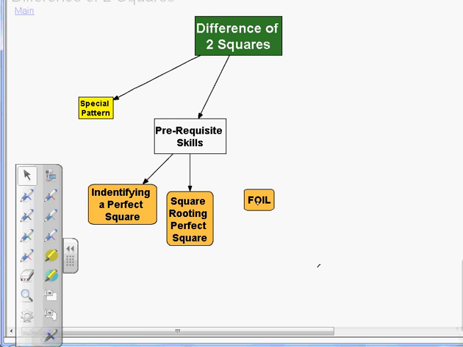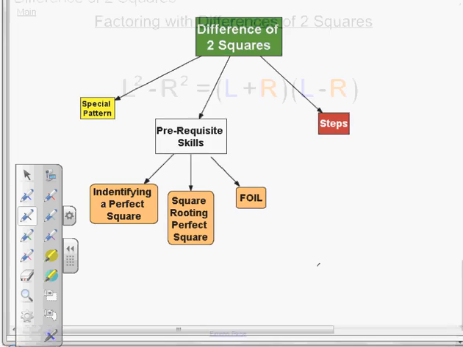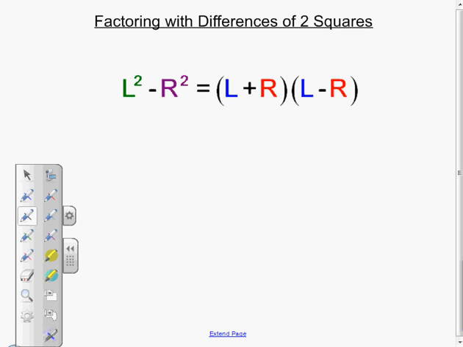And then three, you're going to need to be able to FOIL proficiently, because this will allow you to check your problem. Again, FOIL and factor are very much reversible ideas, so it's hard to talk about factor without talking about FOIL. I'm going to show you this as a stepwise method, so hopefully we'll put some steps up here for how to do these problems. And we'll go from there. So let's take a look at these prerequisite skills just for a moment: identifying a perfect square and square rooting a perfect square.